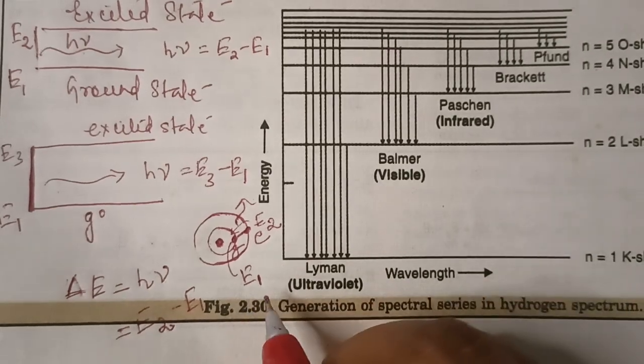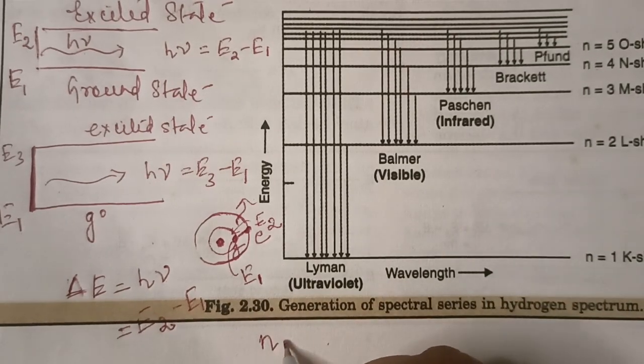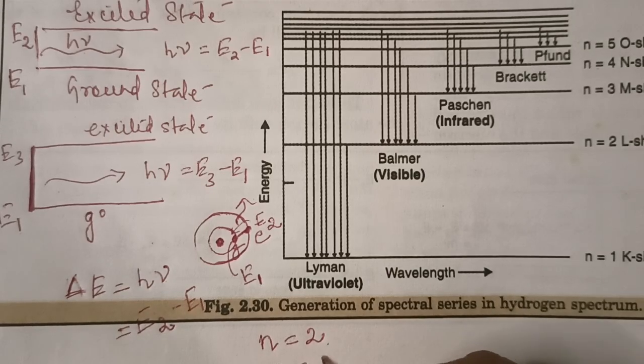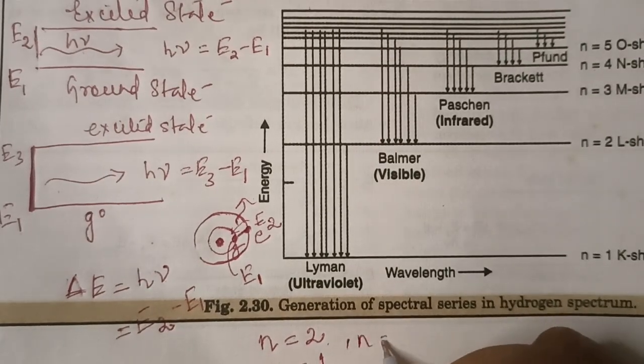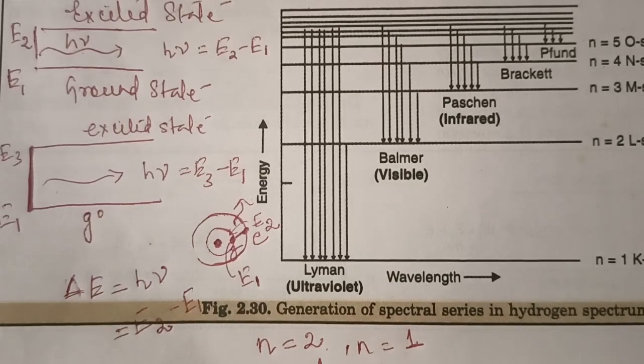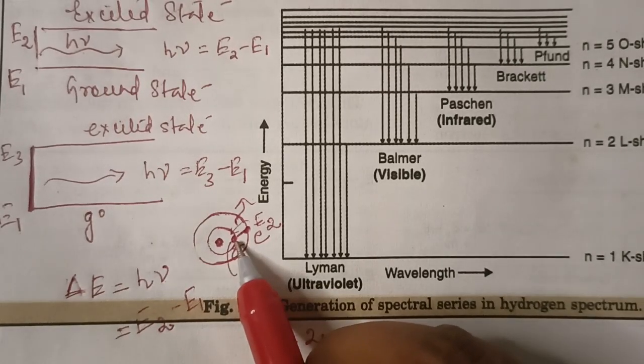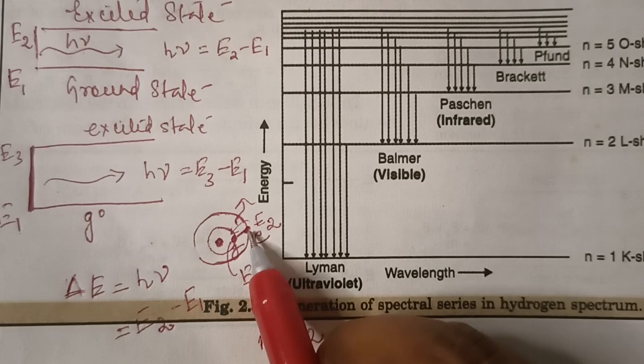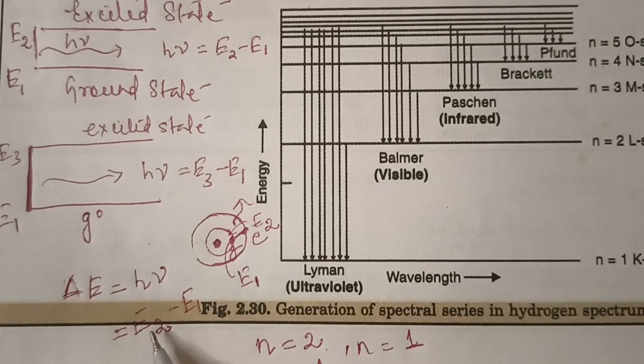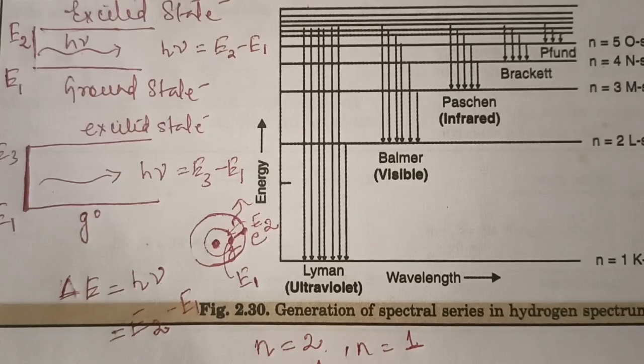That means when n equals 2 and n equals 1, the electron jumps between shell number 1 and shell number 2. Then we represent the difference in energy in the form of E2 minus E1. When this quantum of energy strikes the photographic plate, it gives its impression in the form of a line. So when we do the practicals, we observe a spectral line.